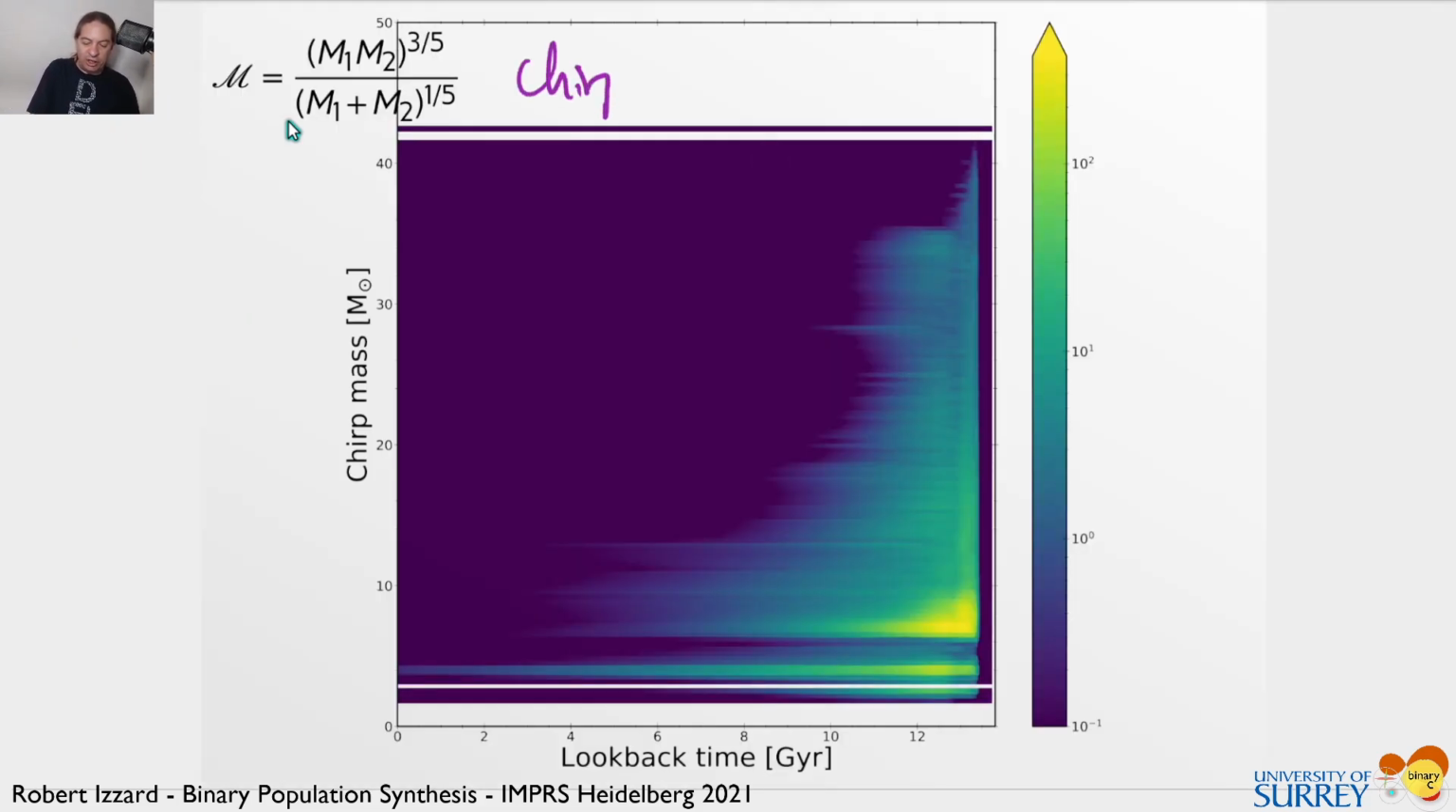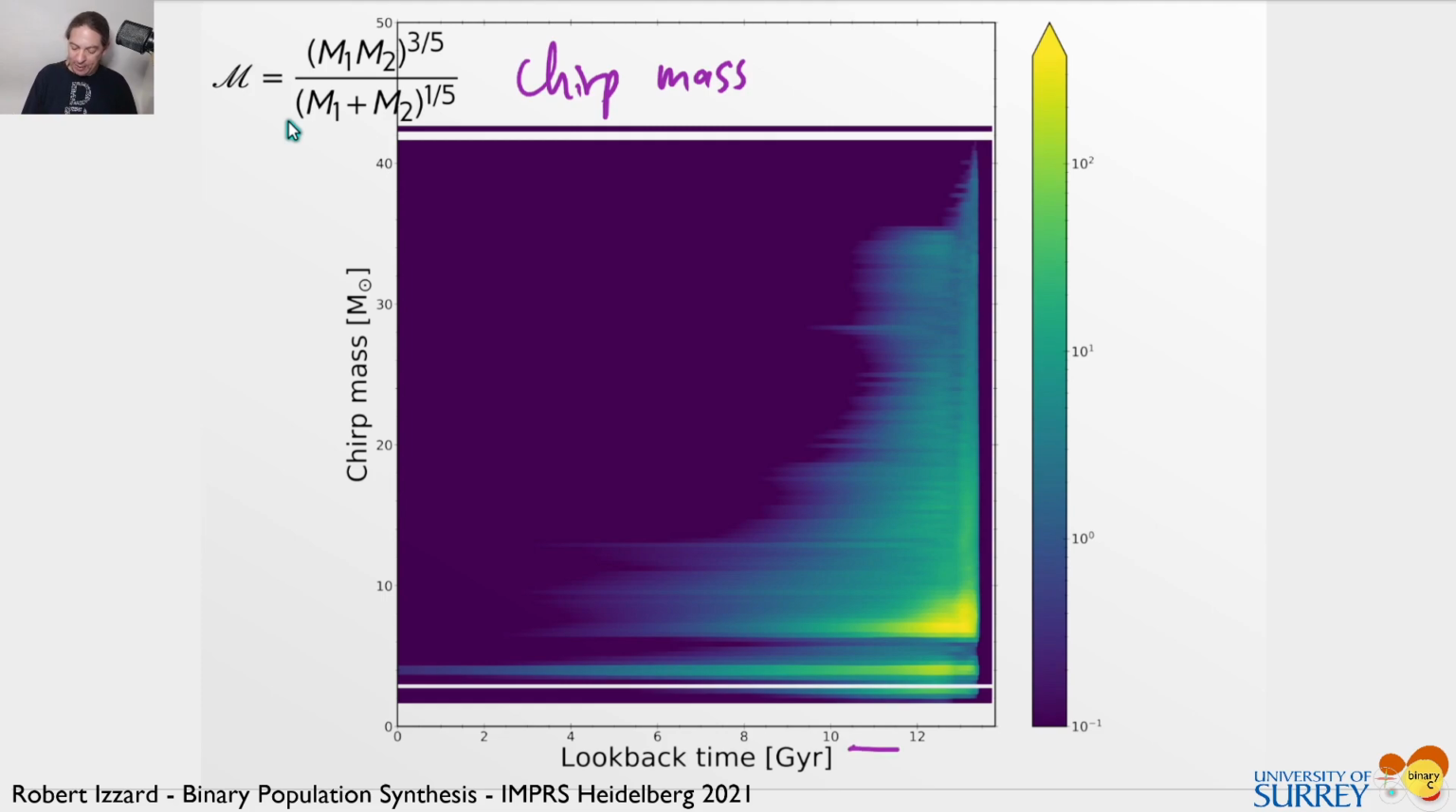This is called the chirp mass. This is very important. This is what dominates the orbital evolution of gravitational radiating objects. It's just a combination of M1 and M2. You can compute the chirp mass, and the great thing is you can also observe the chirp. Well, you can calculate the chirp mass from the gravitational wave observations. So it's relatively straightforward to go from the chirp mass in the models to the chirp mass in the observations. And you can make predictions of these.